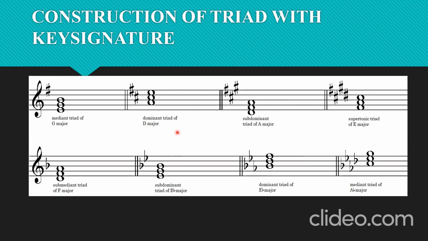Okay, let's look at constructing a triad with key signature. This one is very simple. This one doesn't have any big deal. With key signature, it means show the key, then construct. Show the key of the music, then construct. Look at it. Mediant triad of G major. What is the key of the music? G major. I show the key. G major is shown with just one sharp. This shows that the key is G major.